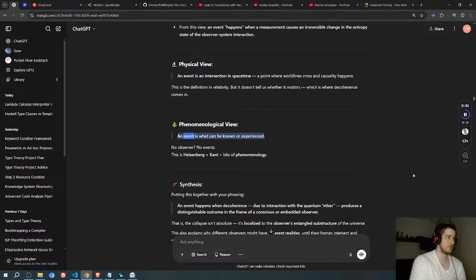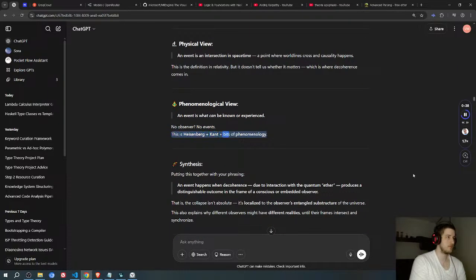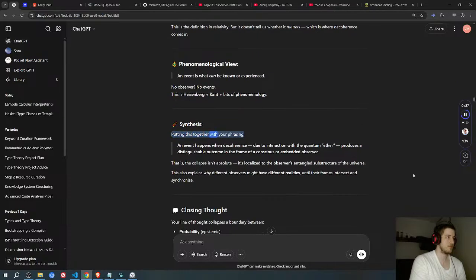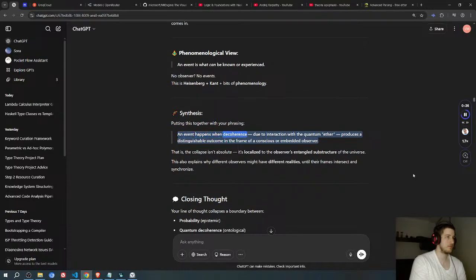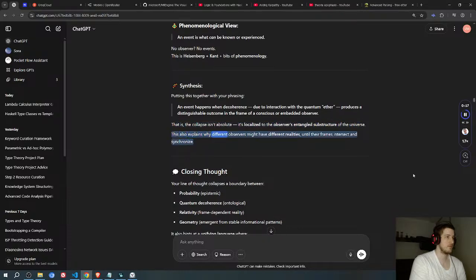Phenomenological view: an event is what can be known or experienced. No observer, no events. This is Heisenberg plus Kant plus bits of phenomenology. Synthesis: putting this together with your phrasing, an event happens when decoherence, due to interaction with the quantum ether, produces a distinguishable outcome in the frame of a conscious or embedded observer. That is, the collapse isn't absolute. It's localized to the observer's entangled substructure of the universe. This also explains why different observers might have different realities until their frames intersect and synchronize.